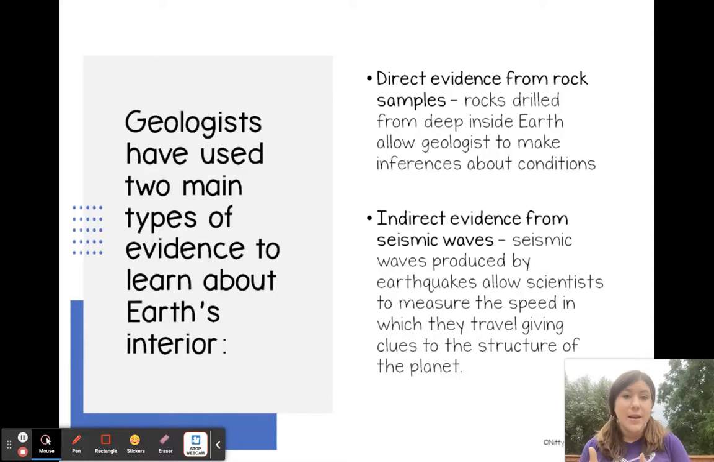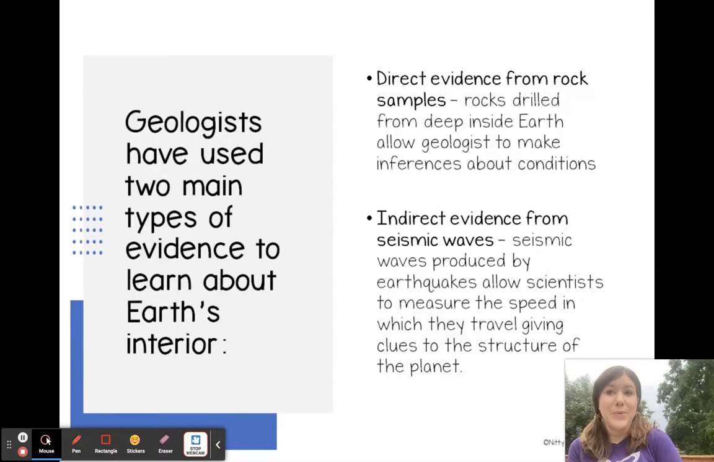But we've also gained some evidence, indirect evidence from seismic waves. So seismic waves are what occur from an earthquake. When an earthquake occurs, you get this sudden movement in tectonic plates, and we'll talk about that later on, but there's this sudden movement that sends shock waves throughout the Earth, not just the crust, but also through the center of the Earth. And those waves travel differently depending on what they're moving through.